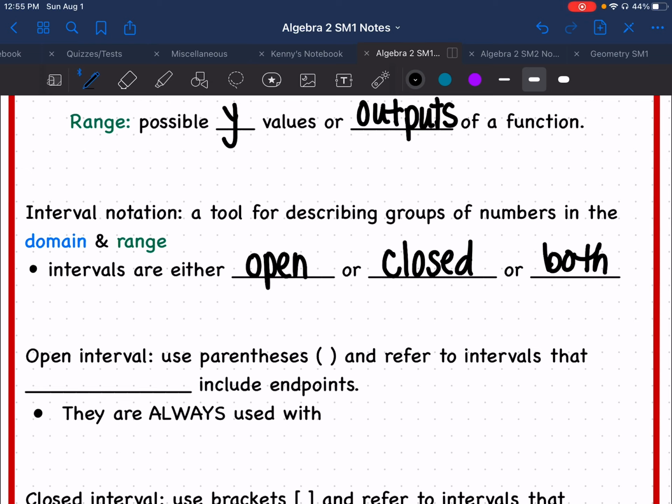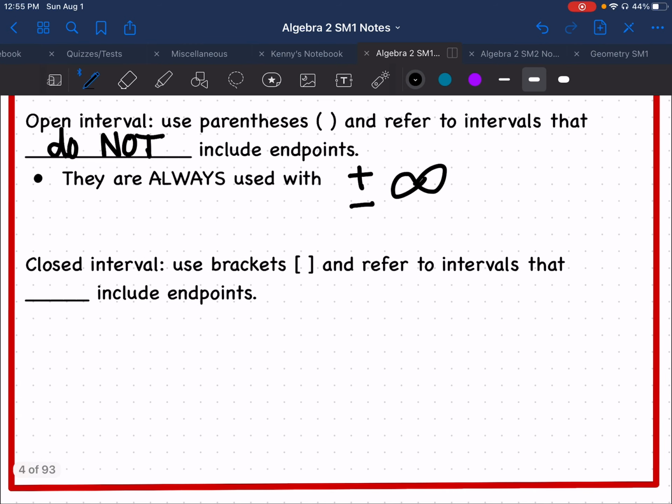Open intervals, we use parentheses and refer to the intervals that do not include endpoints. They are always used with positive and negative infinity. Closed intervals use brackets, and they refer to intervals that do include the endpoints. So we will never use these for infinity.